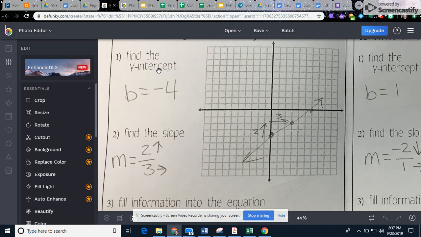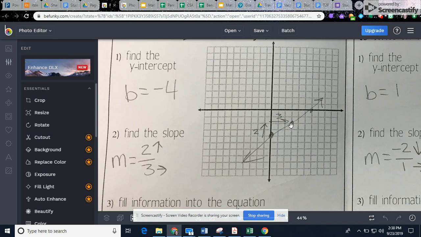So again, you begin on the y-intercept. Remember, the y-axis is the vertical line. You're going to start at -4. So right here, you're going to put your point, and then you're going to follow the directions of the slope. It says to go up 2 and then over 3, and you'll put a point right there.